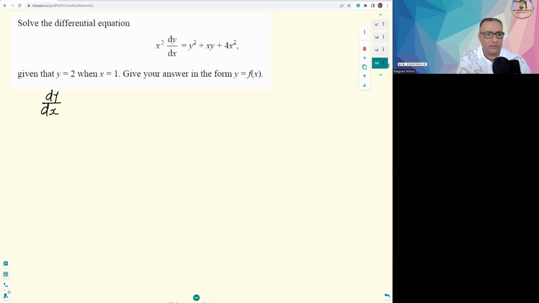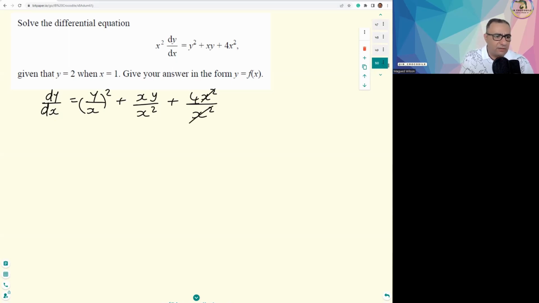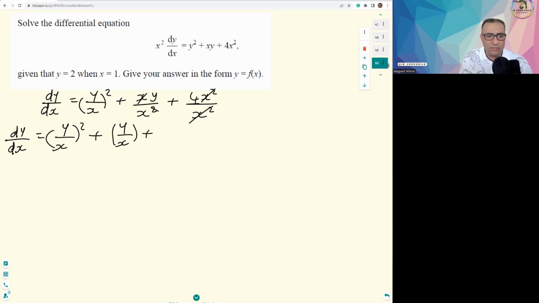So I divide by x squared, so I end up with y on x all to the power of 2, plus xy over x squared, and then plus 4x squared over x squared. So I can cancel here, and then dy by dx is y on x all to the power of 2, plus y on x, since I can cancel x with the squared, and then plus 4, which is great. Now I can prove that this differential equation is a homogeneous differential equation.